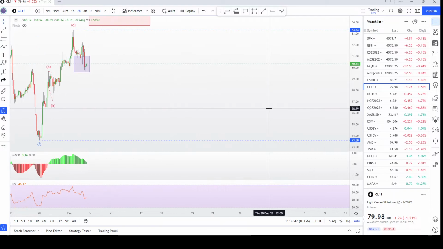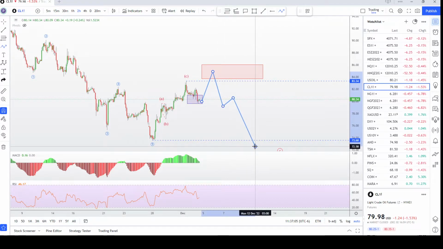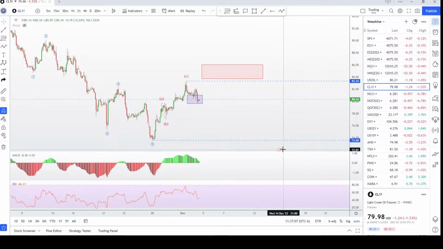So OPEC decision coming out today, and that could be a catalyst. If they come out and they say that they're going to cut supply, that could be the catalyst to get you up into that zone. But I would expect in this zone you'll get rejected and start coming down for 3, 4, and 5.